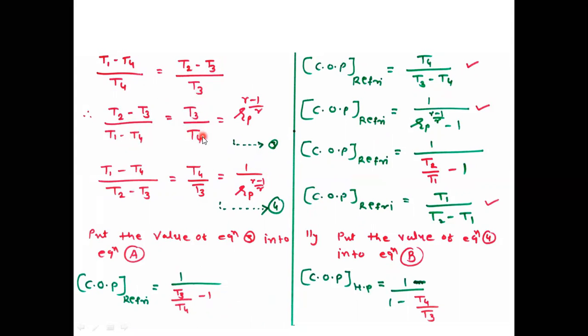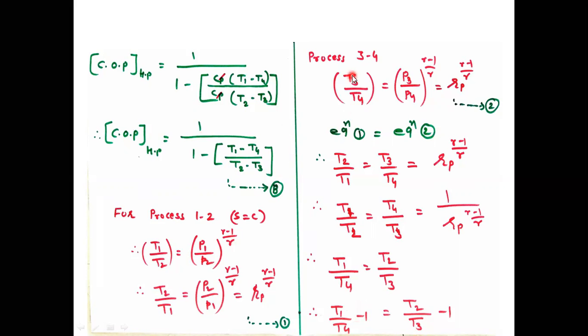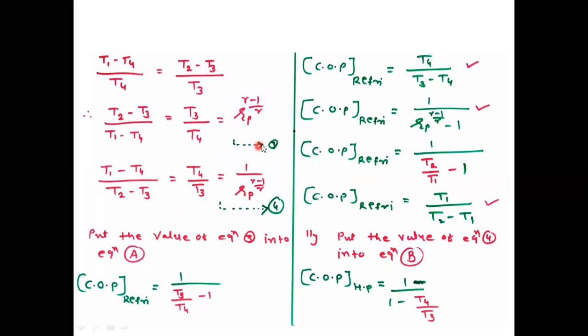And what is T3 divided by T4? See here, T3 divided by T4 is equal to Rp raised to (gamma minus 1) upon gamma. Say equation 3. Take reciprocal. So (T1 minus T4) divided by (T2 minus T3) is equal to T4 divided by T3 is equal to 1 upon Rp raised to (gamma minus 1) upon gamma.